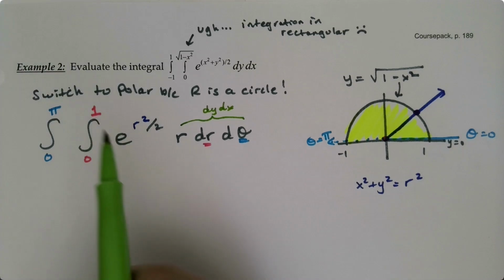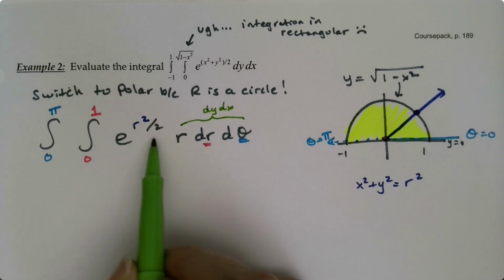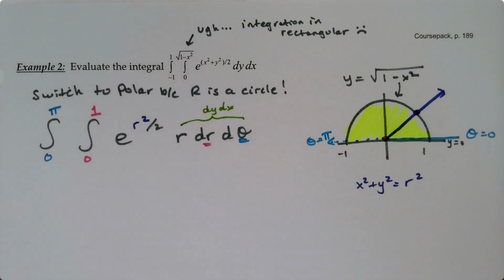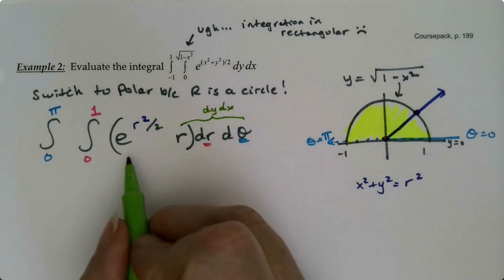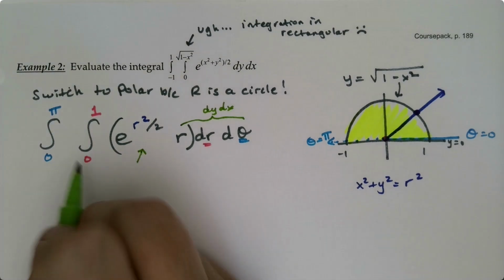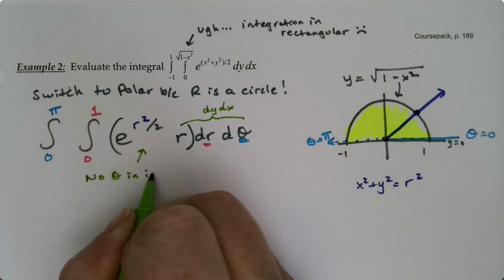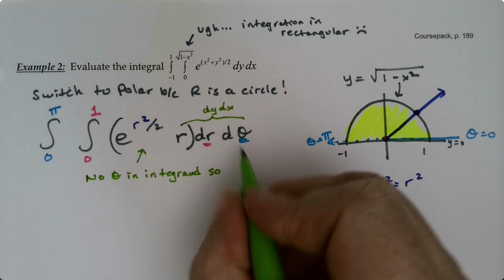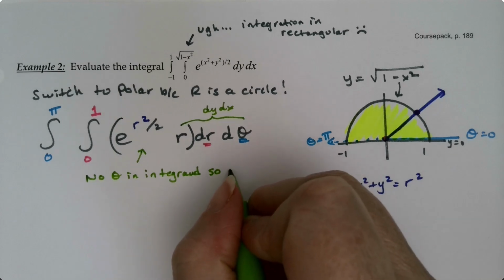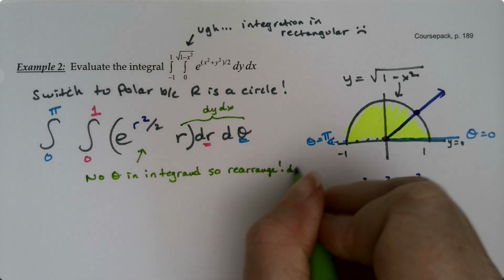Now let's look at this integrand for a second. It's r times this thing. That's the integrand. Matter of fact, I can put parentheses around it. There's no theta in it. So this is a trick that we use sometimes, the beginnings of a trick. There's no theta in the integrand, so rearrange the order. D theta first.